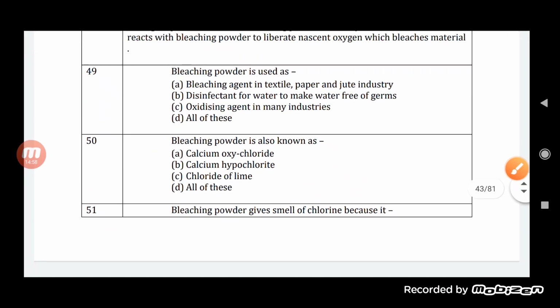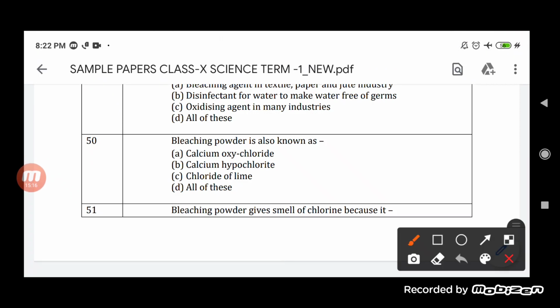Next one: bleaching powder is also known as calcium oxychloride, calcium hypochlorite, chloride of lime, or all of these. So basically bleaching powder is known as calcium oxychloride. The correct option is calcium oxychloride.